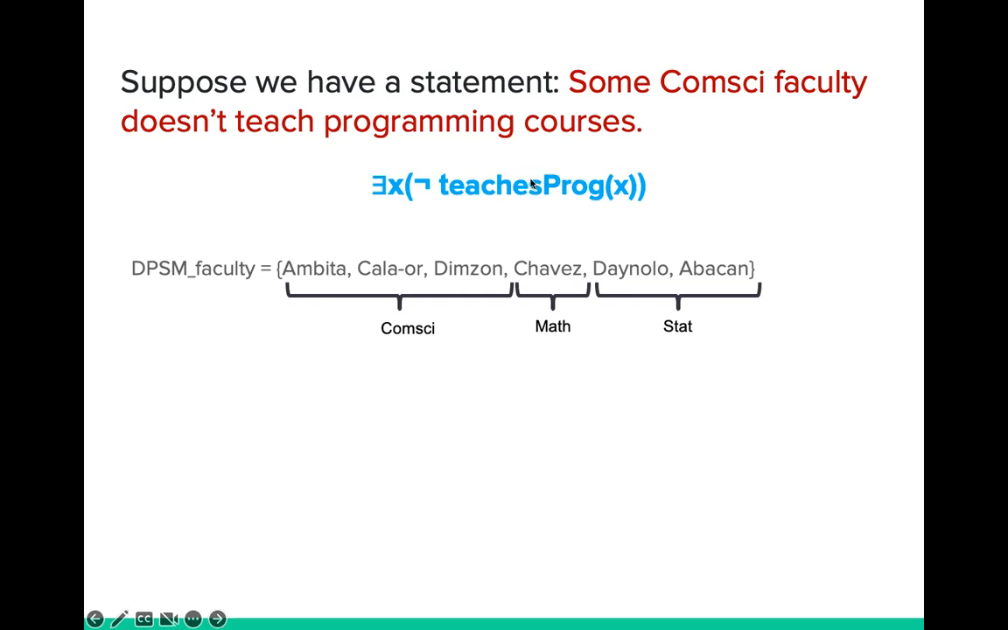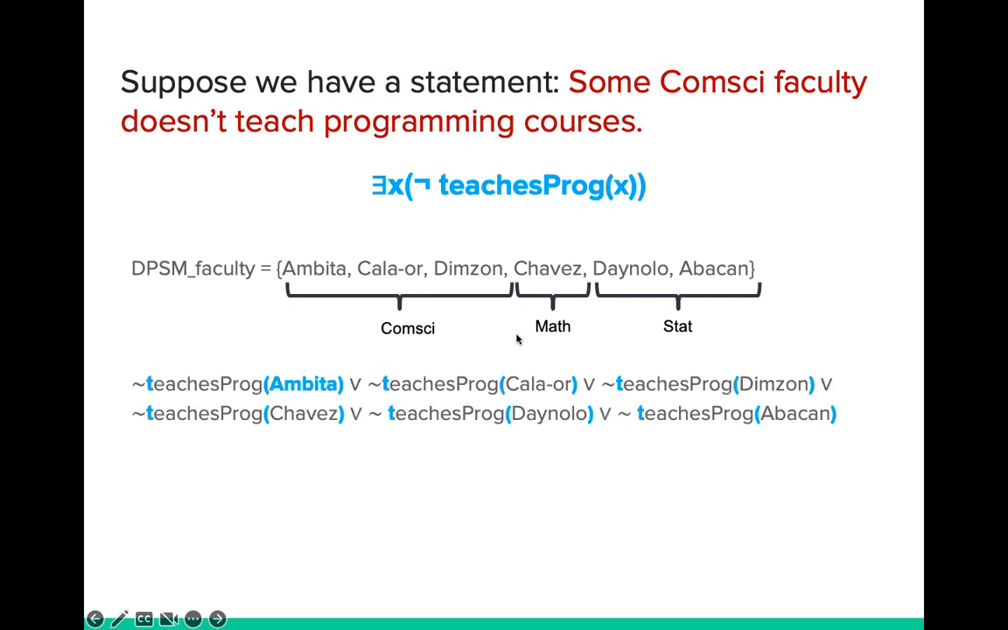So first, consider this unrestricted domain translation. There exists x such that x does not teach programming, wherein x belongs to the domain of BPSN faculty. So since we are using an existential quantifier and this is tied to disjunction, we can express this in the form of disjunction. So we simply plug in all members of BPSN faculty to this predicate and connect them with OR. So we have not teaches prog of beta, and then not teaches prog of the others, etc.